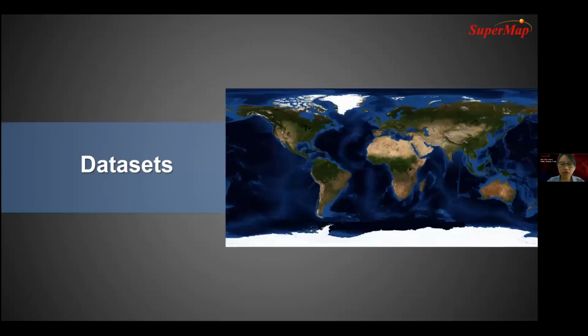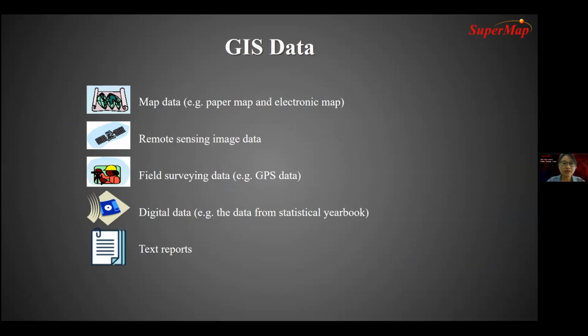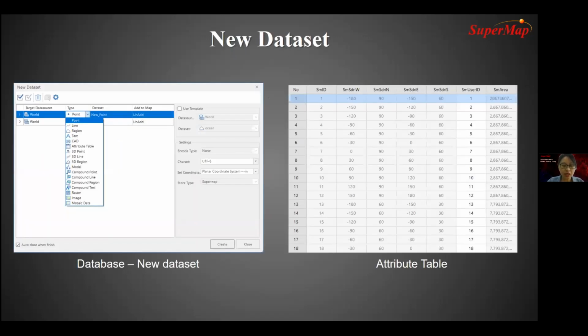Then let's take a look at where the data sets come from. We know that GIS data can come from multiple ways. Like you can get data from map data, remote sensing image data, field surveying data, digital data, or text reports. All these are the original GIS data. And in SuperMap, we can create data by a new data set. We can create points, lines, regions, or other types of data sets.